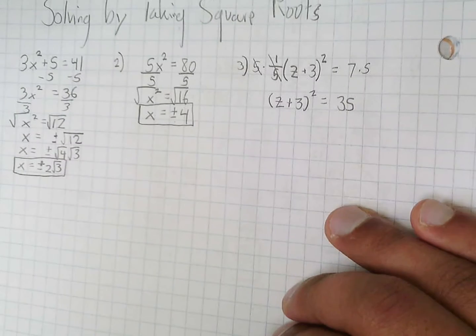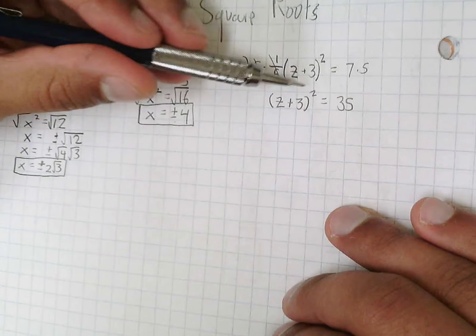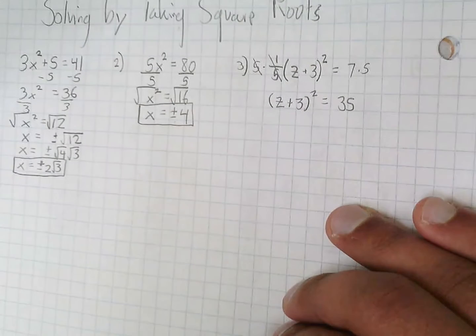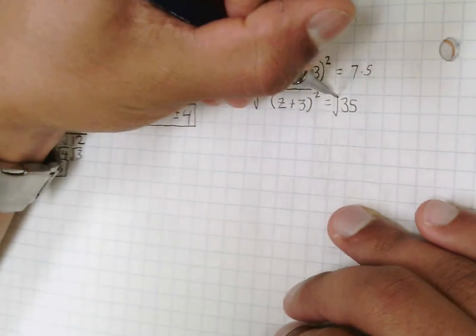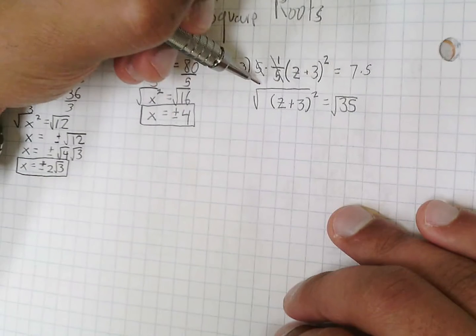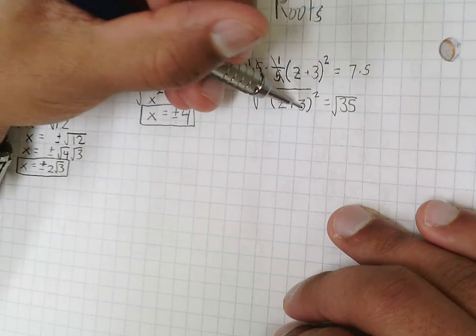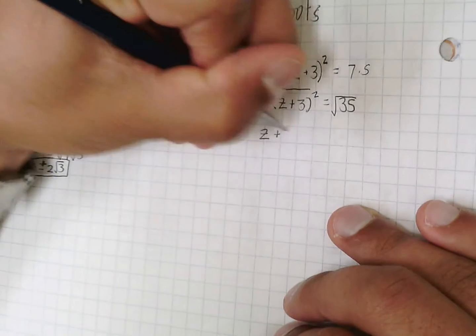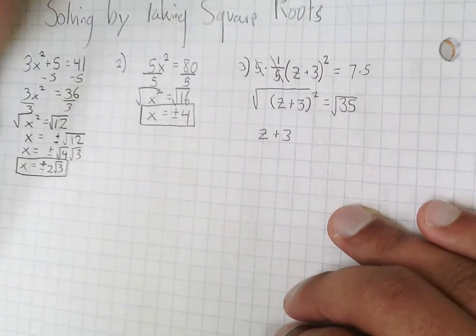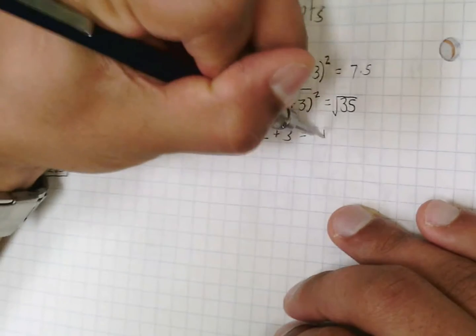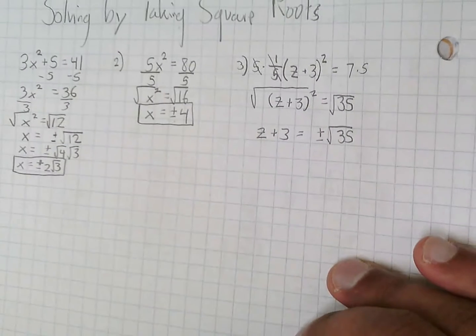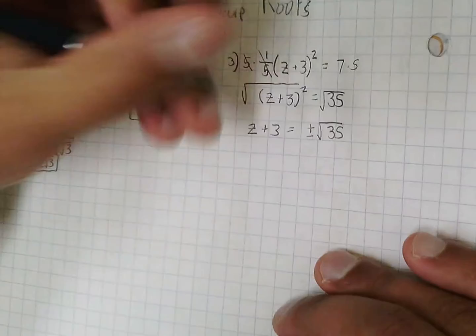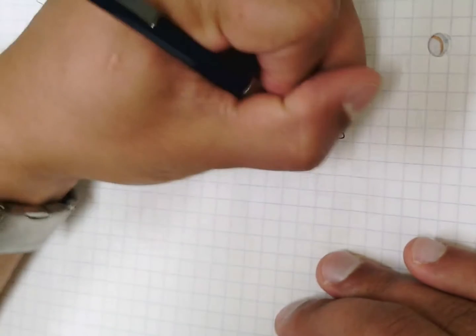We keep working outside in, trying to get z by itself, so I need to undo this squared. And we know now that to undo a square, I take the square root. So what number times itself is z plus 3 squared? Z plus 3. It undoes the squared. Equals plus or minus the square root of 35. Do not forget to write plus or minus. So then finally I subtract 3 from both sides.